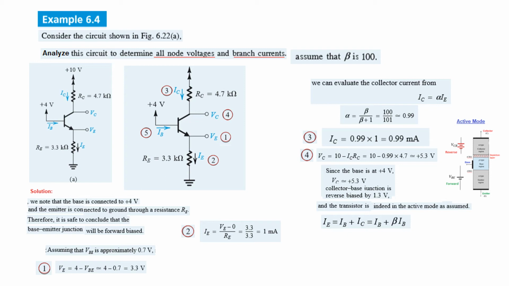So IB, if you look at the circuit, IE is equal to IB plus IC. And we know IC is beta IB. So IE is equal to IB plus beta IB. If you take IB common, it will be beta plus 1. Therefore from here we can find IB to be IE divided by beta plus 1. Plugging in the values, we find the value to be 0.01 milliampere. So this way we have found all the 5 parameters, and we have also confirmed that the transistor is operating in the active mode.